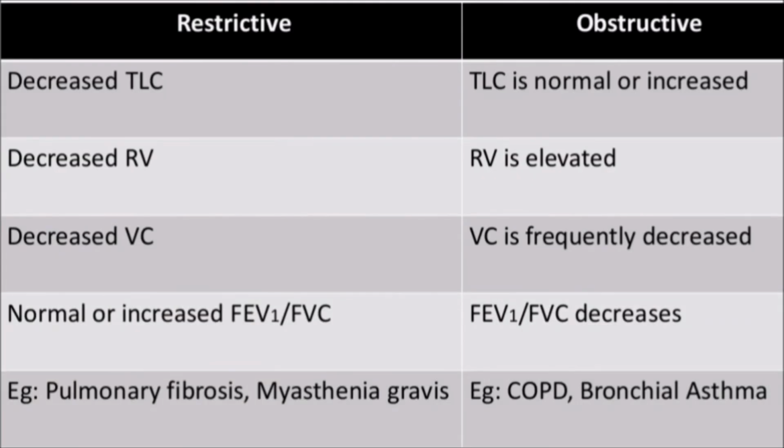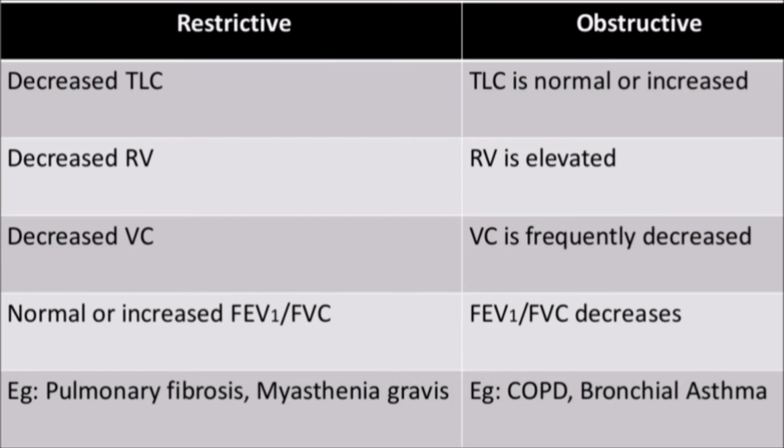Based on PFT, the differences between restrictive and obstructive lung diseases are the following. Decreased total lung capacity, decreased residual volume, and decreased vital capacity are seen in restrictive lung diseases. And as I earlier told you, the FEV1 by FVC ratio is normal or increased in restrictive lung diseases, for example, pulmonary fibrosis, myasthenia gravis.